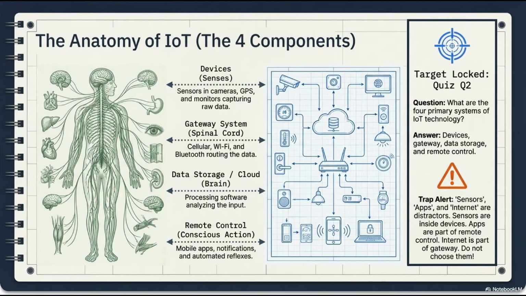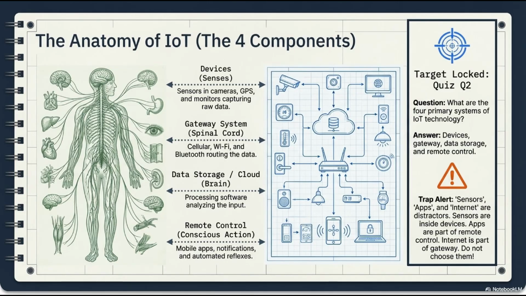The anatomy of IoT, the 4 components. We're starting with a biological mental model here. Think of an IoT system exactly like the human body. First up, you have the devices. Which act as the senses, right? The eyes and ears. Yeah, the camera capturing video or a heart monitor capturing raw biometric data.